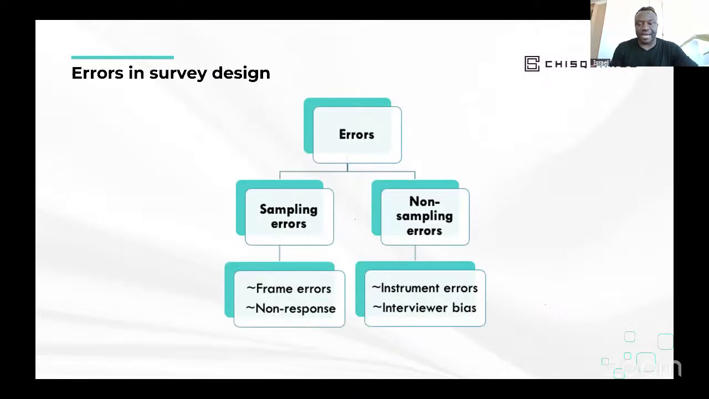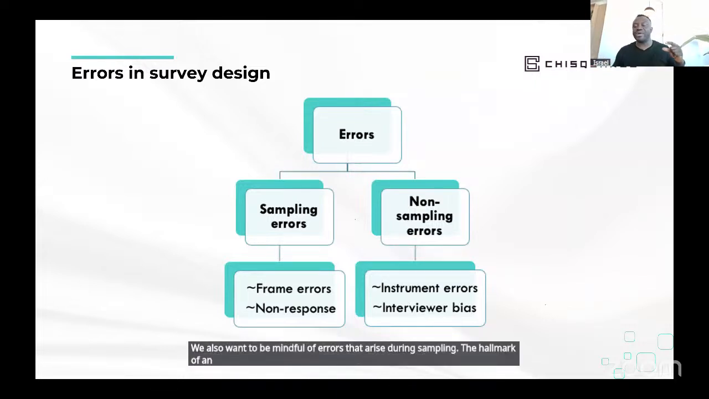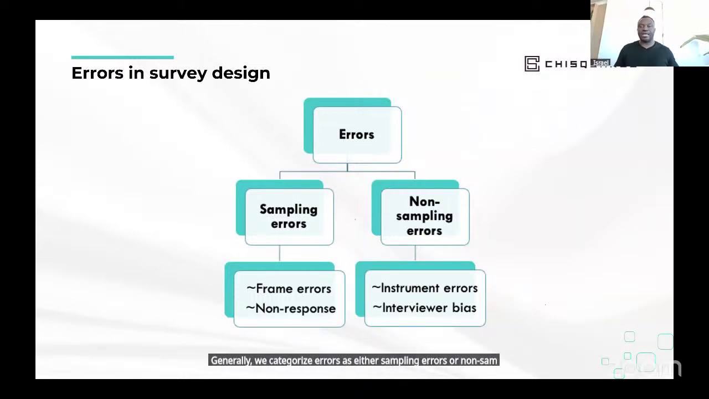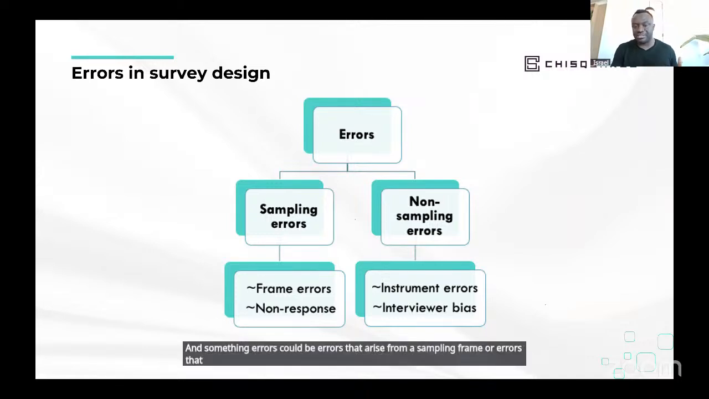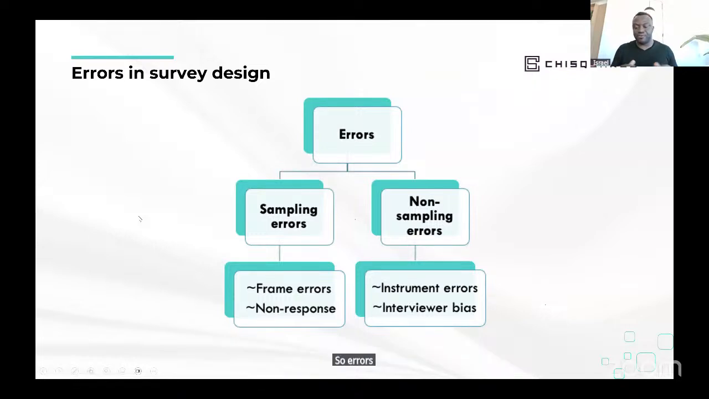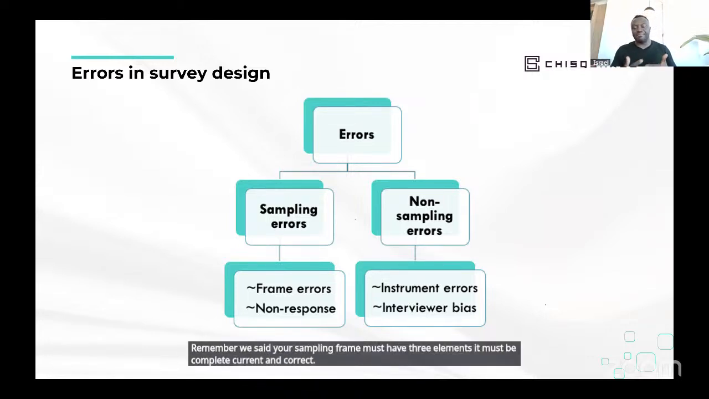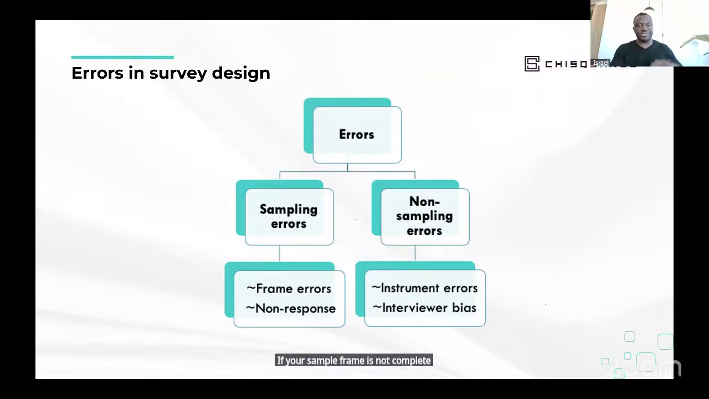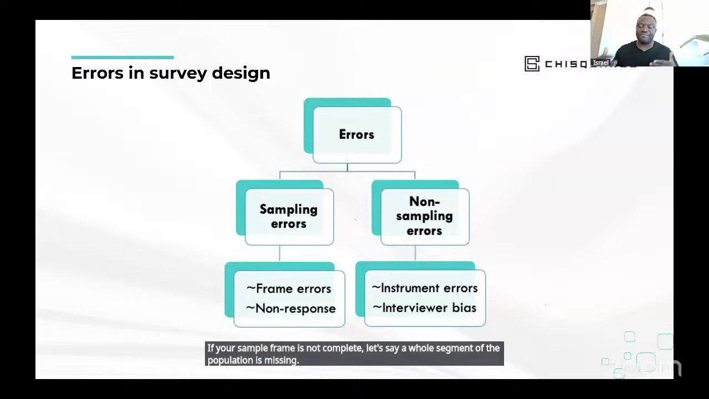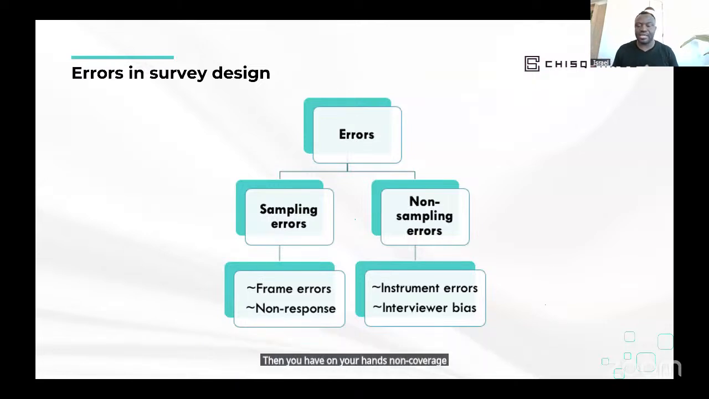We also want to be mindful of errors that arise during sampling. The hallmark of an expert is understanding where errors could come from so that you can address them in your design. Generally, we categorize errors as either sampling errors or non-sampling errors. And sampling errors could be errors that arise from a sampling frame or errors that arise from non-response. Errors that arise from the frame would be an incomplete frame. Remember, we said your sampling frame must have 3 elements: it must be complete, current, and correct. If your sampling frame is not complete, let's say a whole segment of the population is missing, then you have non-coverage bias on your hands, right?